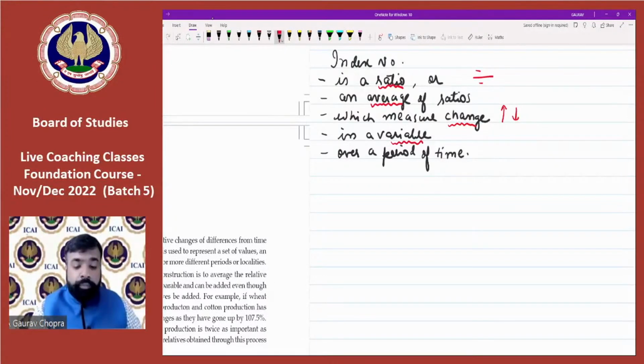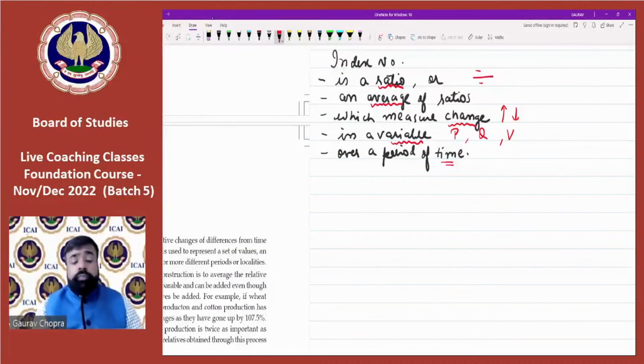Now increase and decrease in what? In a variable. Now in this chapter, we will be studying mainly three variables, which is price, quantity, and when we multiply price and quantity, we get value. So these three are the main variables in this chapter, and the change is to be seen over a period of time. So what is index number? Index number is a ratio or an average of ratios which measure change in a variable over a period of time. All right. So this is the definition of index number.